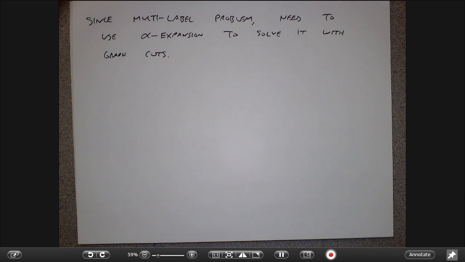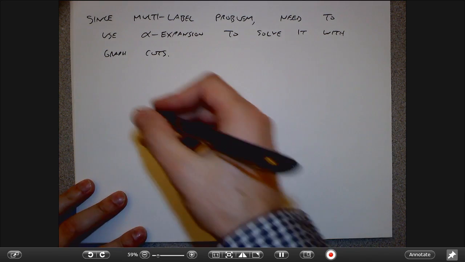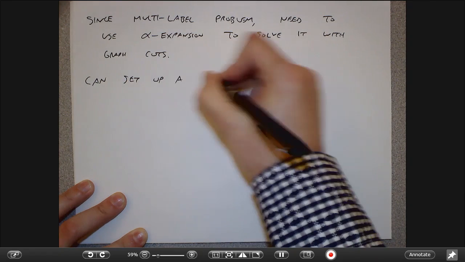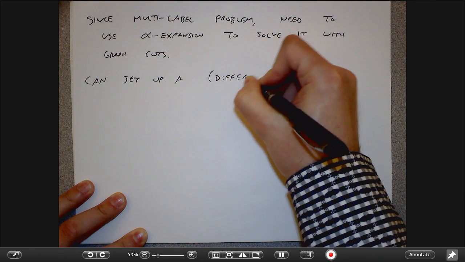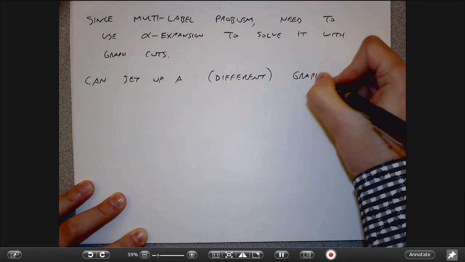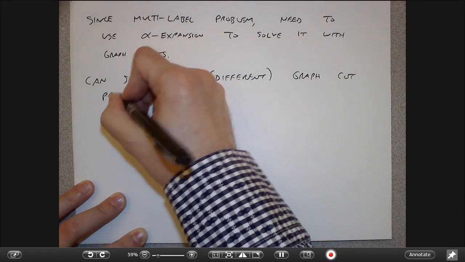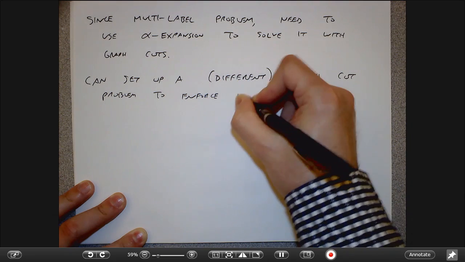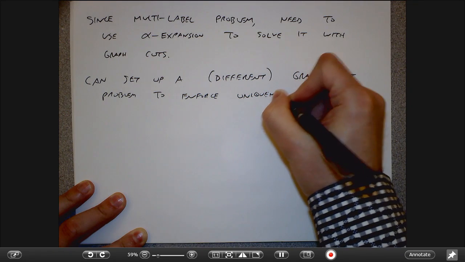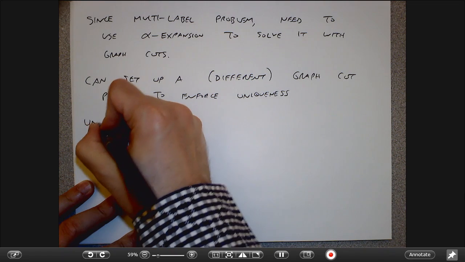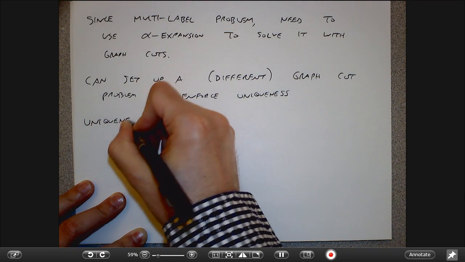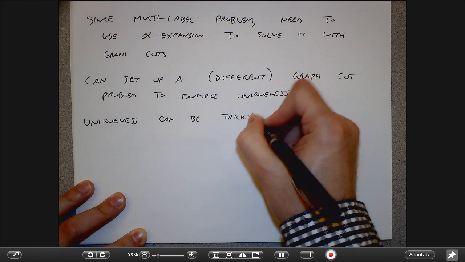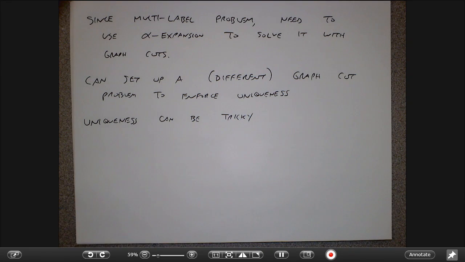Another thing to remember that's a little bit tricky: you can set up a different graph cut problem to enforce uniqueness. But let me just say that uniqueness can be tricky, especially in stereo when you have discrete disparity labels.